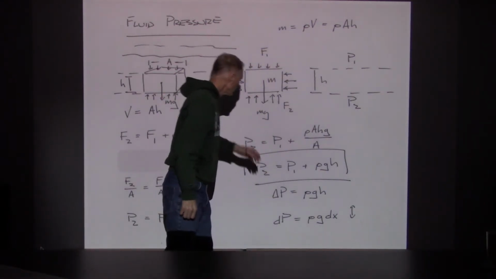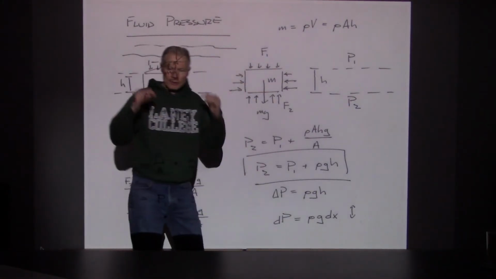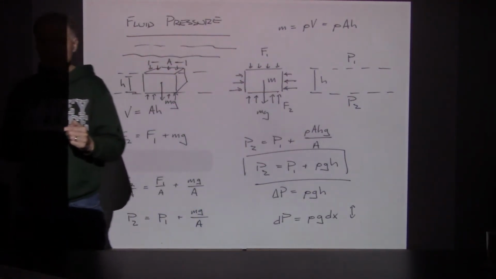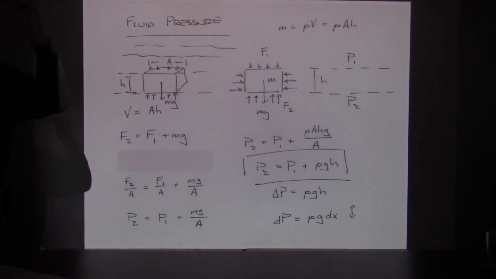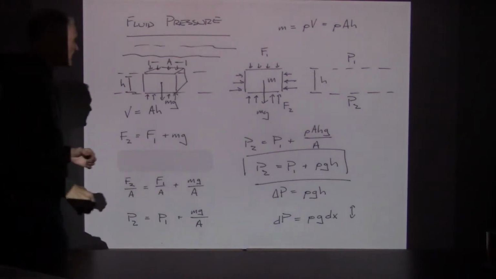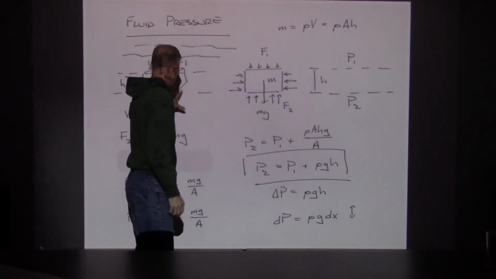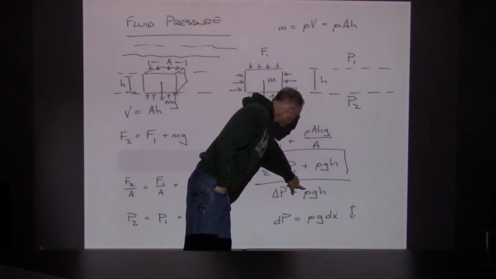Now that's often written as delta P. So that says that the pressure is going to steadily increase as we drop through a fluid. It's a gravitational effect. The fluid is sitting on top of other fluid, on top of other fluid, and the gravitational effect is squeezing everything together. And that sets up this pressure throughout. The delta P is equal to rho g h.